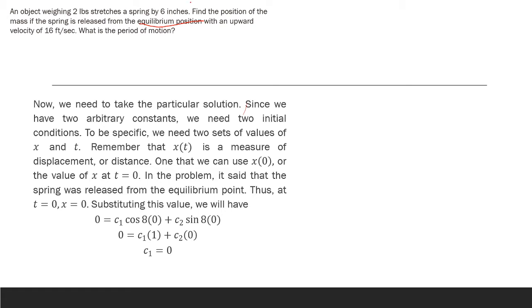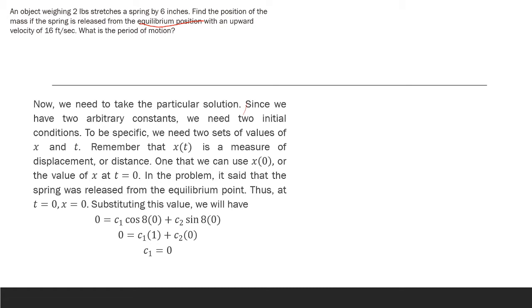Now, if we look at the problem, meron daw upward velocity na 16 feet per second yung system natin, yung mass natin. But saan tayo kukuha ng velocity? Wala naman tayong equation ng velocity. Doon sa equation natin, meron ba tayong parameter na velocity? Wala. Diba? But remember class, that the first derivative of distance or displacement is velocity.